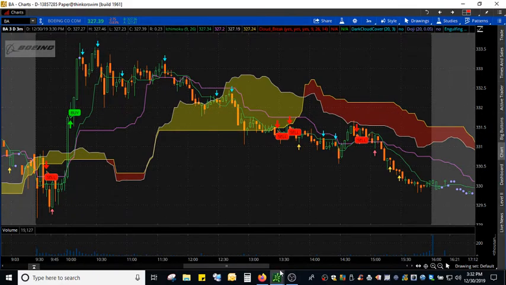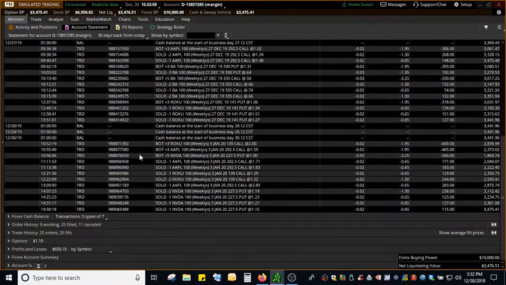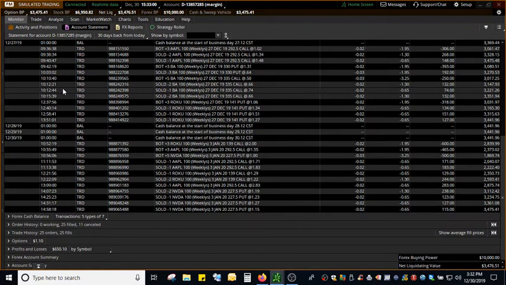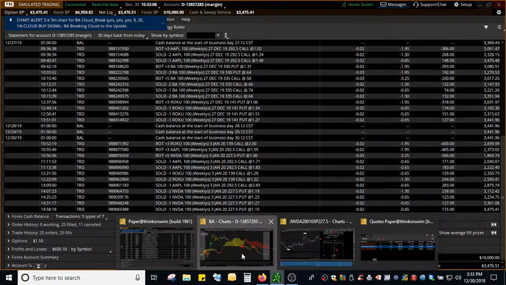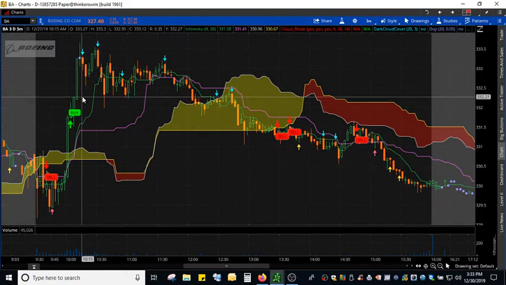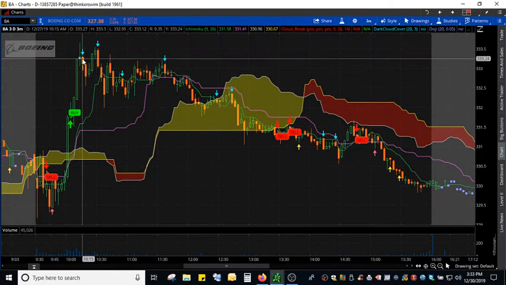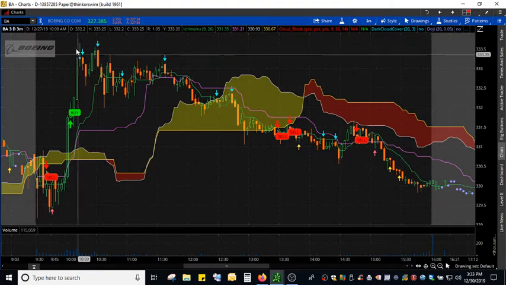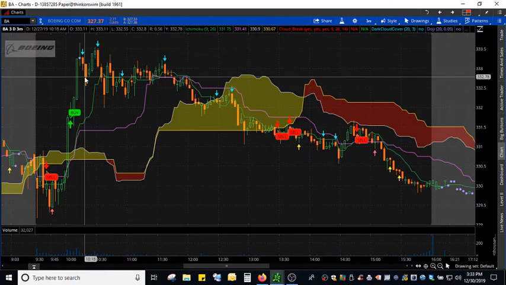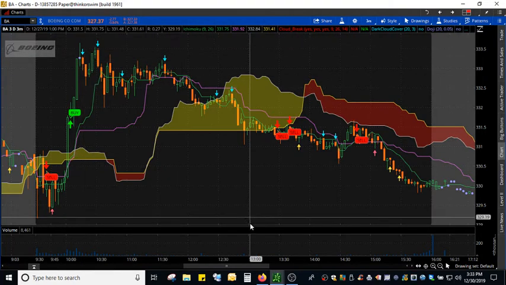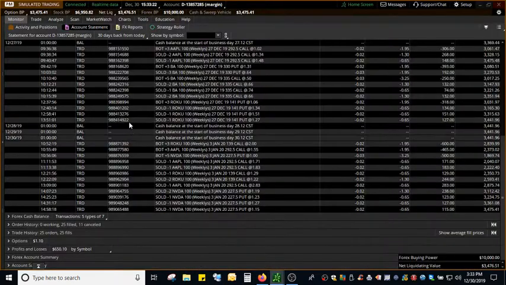So I bought in the calls right at 10:10. I sold at 10:12 and 10:15. So I sold right at the open of this candle and right at the close of this candle. We see another doji here, and then we pull back. So I sold. I closed out of it there.